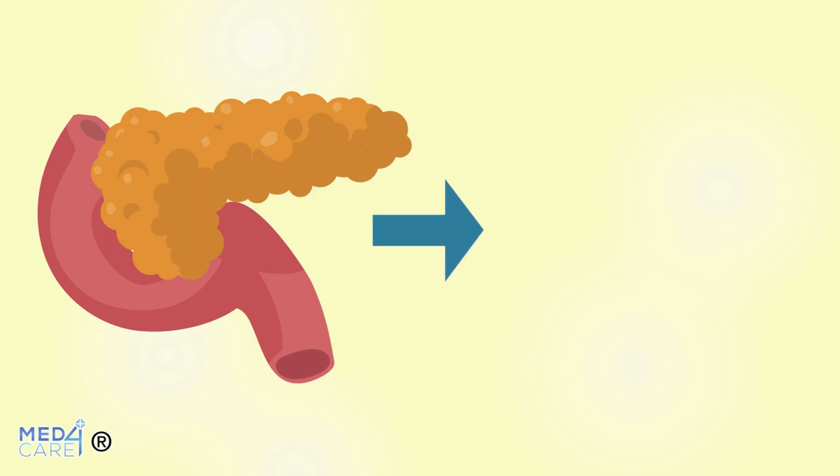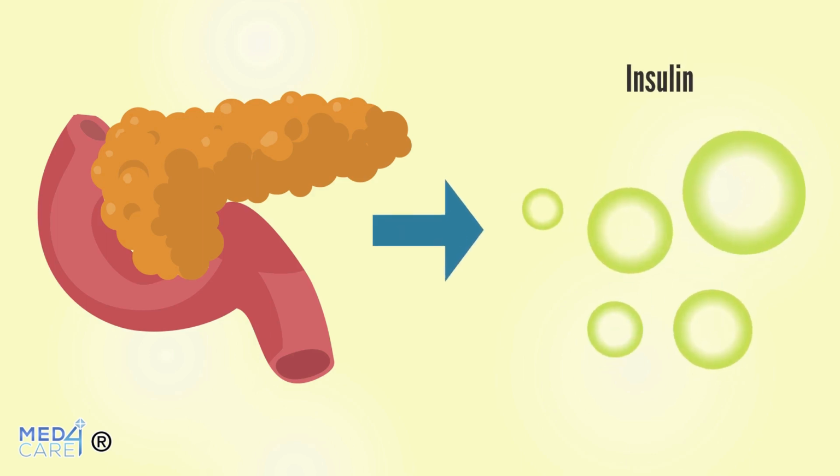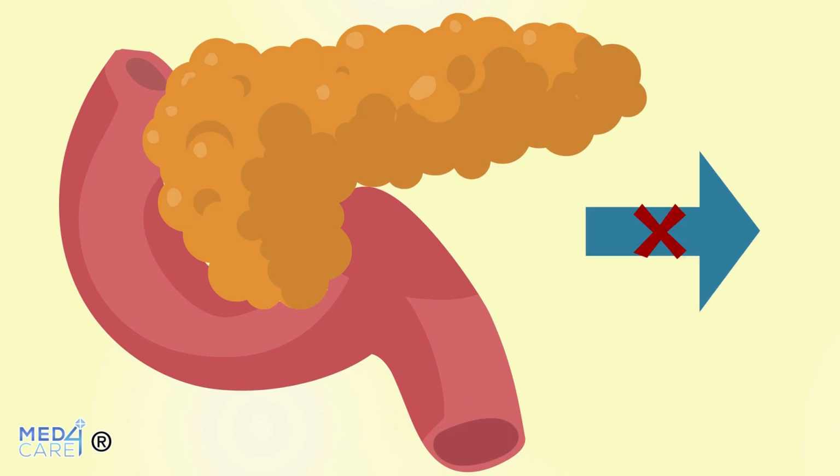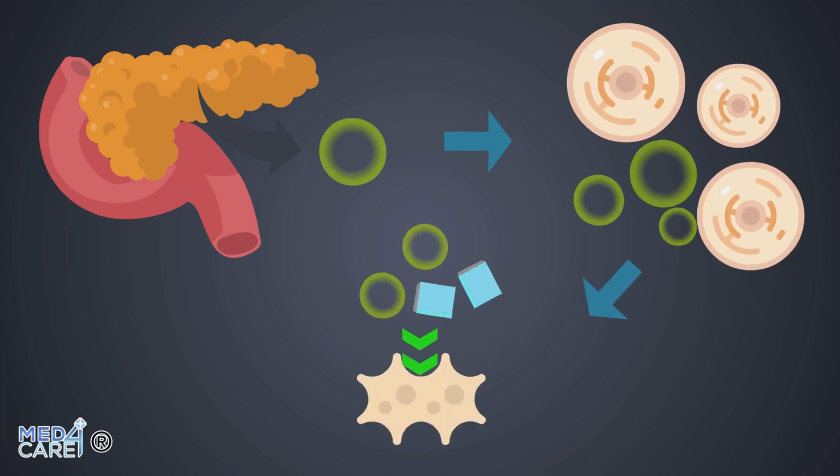Diabetes mellitus is a chronic disease caused by the inability of the pancreas to produce sufficient insulin, or the body's inability to use insulin effectively. Let's see better what it's about in today's video.